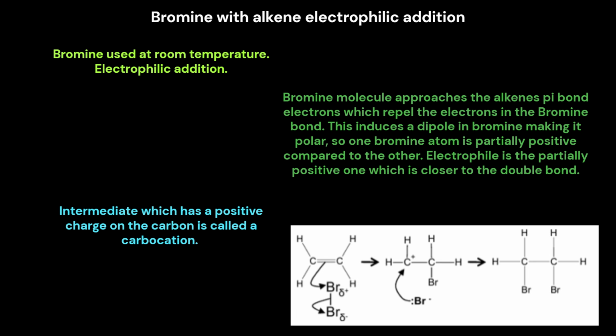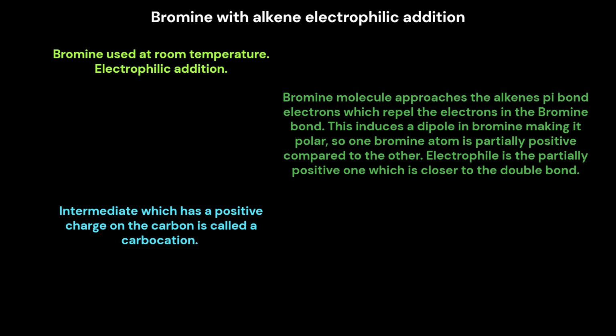Bromine with alkene: electrophilic addition. Bromine is used at room temperature. The bromine molecule approaches the alkene's pi bond electrons, which repel the electrons in the bromine bond. This induces a dipole in bromine, making it polar, so one bromine atom is partially positive compared to the other. The electrophile is the partially positive one, which is closer to the double bond. The intermediate, which has a positive charge on the carbon, is called a carbocation.